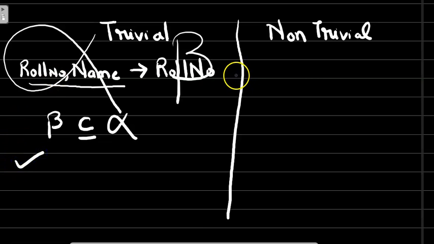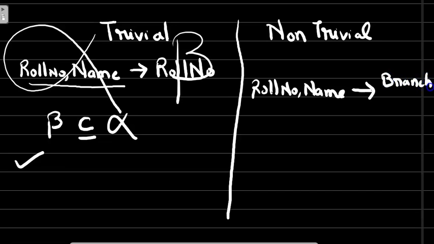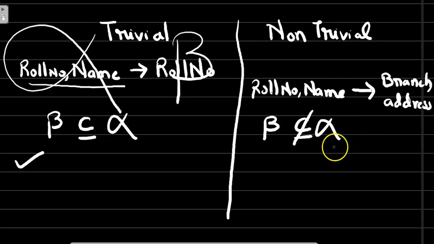Whereas what do you mean by non-trivial FDs? It means that if you know the roll number of the student and the name of the student, you will be able to determine some additional information. So maybe I can say you can identify the branch of the student and the address of the student. So basically in this case, beta is not a subset of alpha. In the next session, we will see problems on non-trivial FDs.